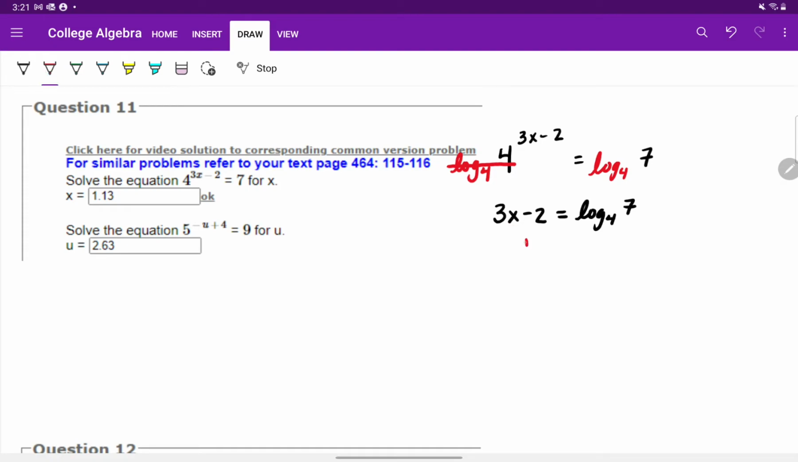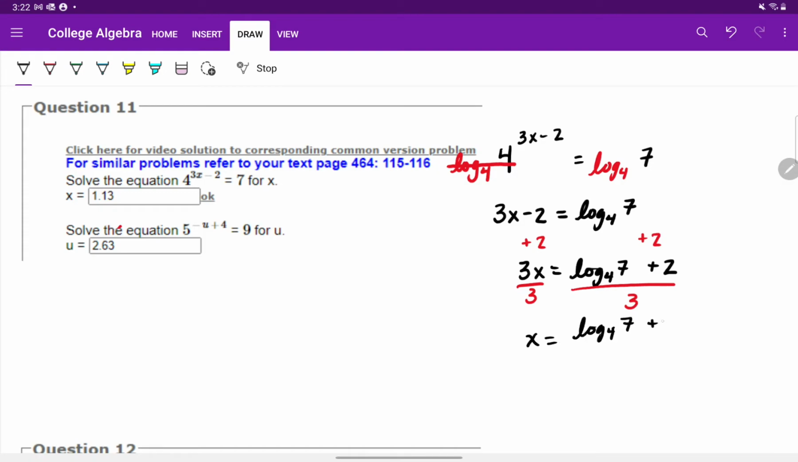So we're just going to add 2 to both sides. And that'll give us 3x equals log base 4 of 7 plus 2. And then finally, we can divide both sides by 3. So our answer ends up being x equals log base 4 of 7 plus 2, all divided by 3. Now this is a correct answer, but it looks like they want us to actually calculate this and get a numerical answer. So time for our calculators.